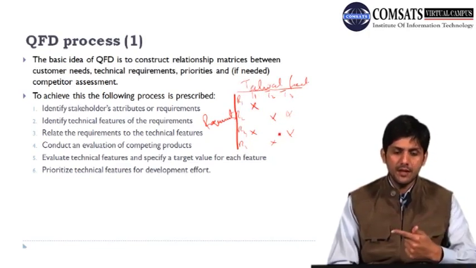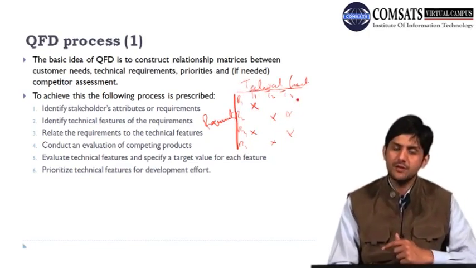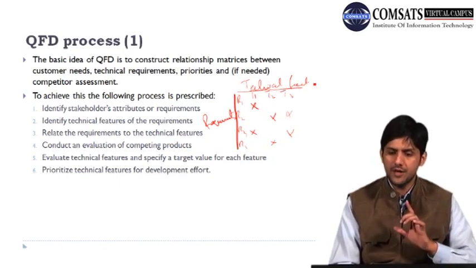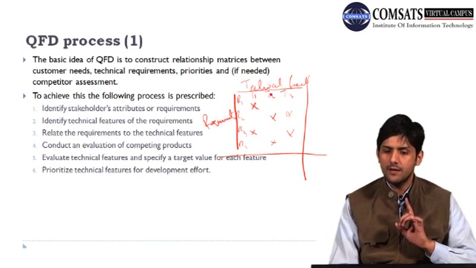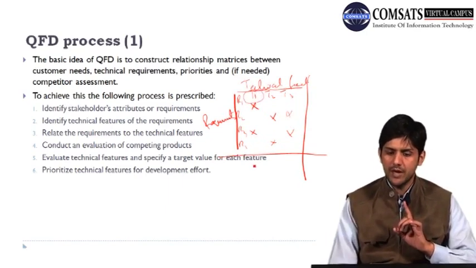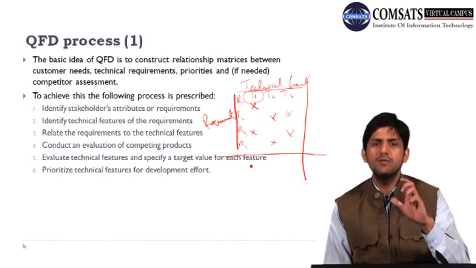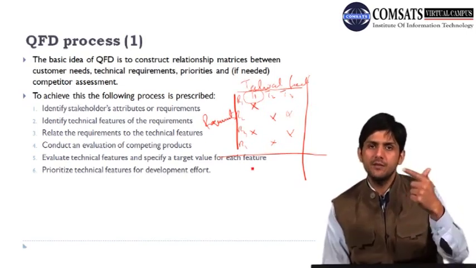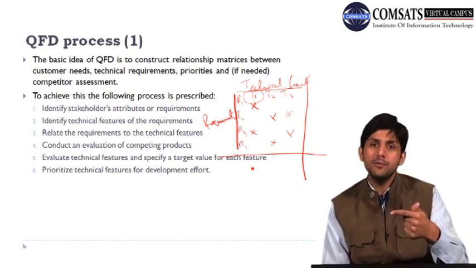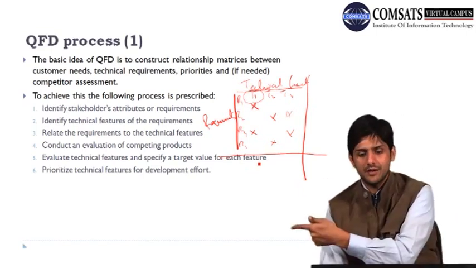Then we conduct an evaluation of competing products. So we try to evaluate the competing products on these requirements and on those technical features. So we say that for T1, which competitor is at what level. We define a scale from 1 to 10 to show which competitor is the best. So we can try to build our product to be technically better than that particular competitor.